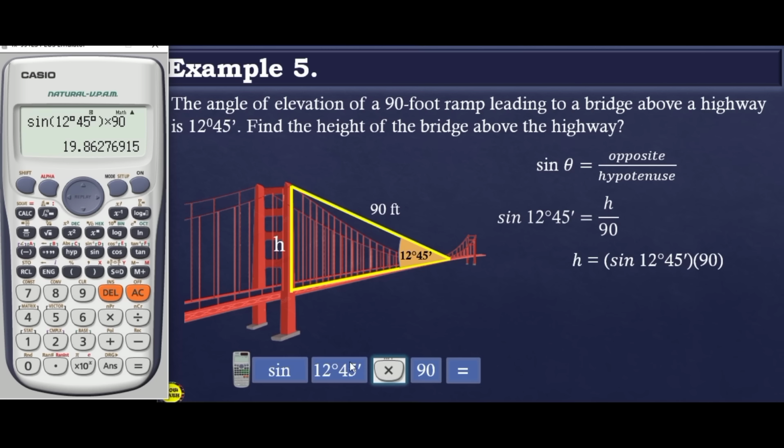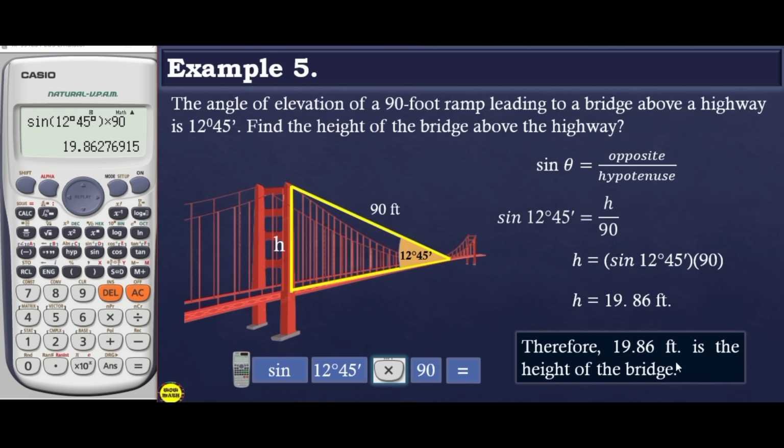So, kapag meron po tayo nito, ito po pindutin natin. Okay? So, 19.86. So, therefore, the height of the bridge above the highway is 19.86 feet. So, ayan po siya. Next.